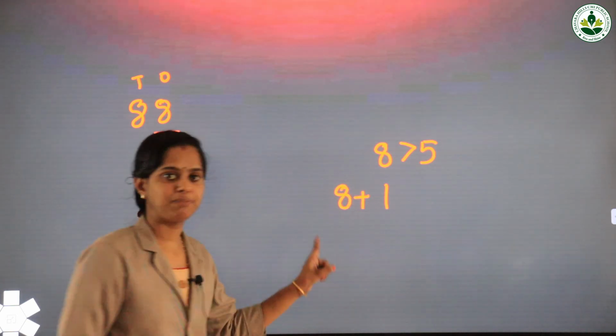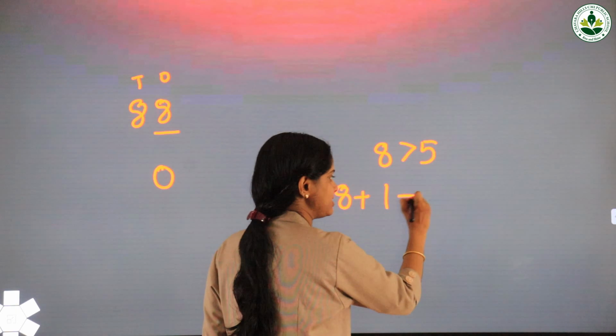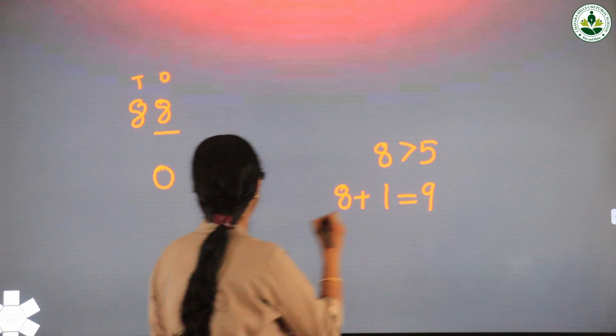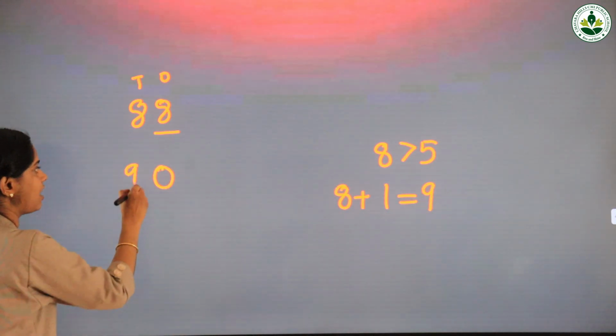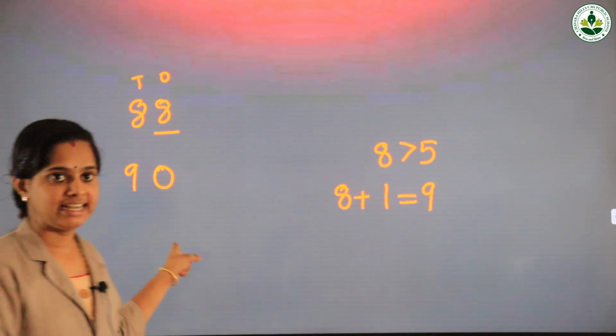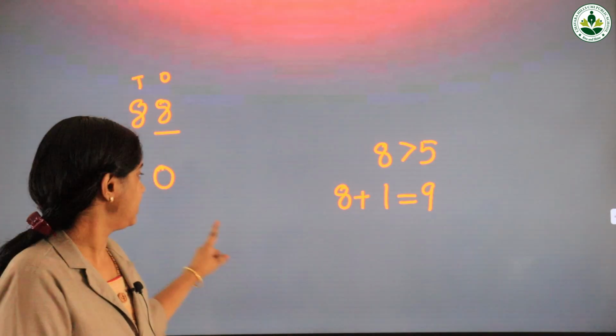So, we get 8 plus 1. We know that 8 plus 1 is equal to 9. So, 88 can be rounded off to 90 to the nearest 10.